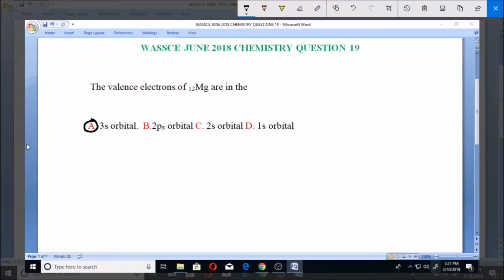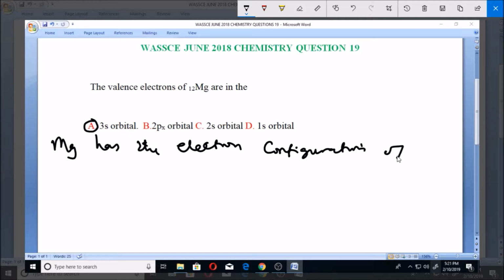Because magnesium has the electron configuration of, this is the electron configuration of magnesium, 1s2, 2s2, 2p6, 3s2. So you can see that the last, the valence electron, is the 3s.